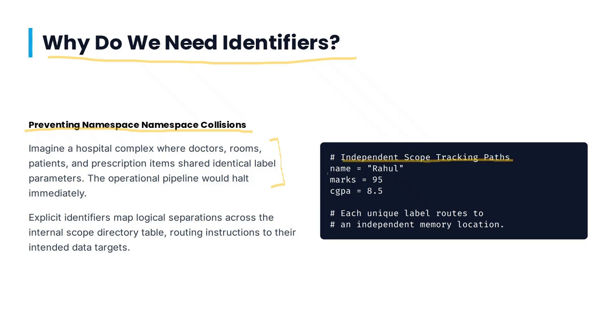Here, independent scope tracking paths. Examples are given: name equal to Rahul, marks equal to 95, CGPA 8.5. Each unique label routes to an independent memory location. Every uniquely labeled identifier routes to an independent memory location. That's why we use identifiers.